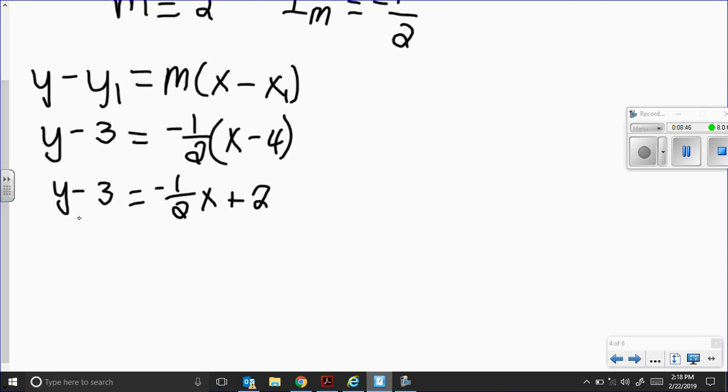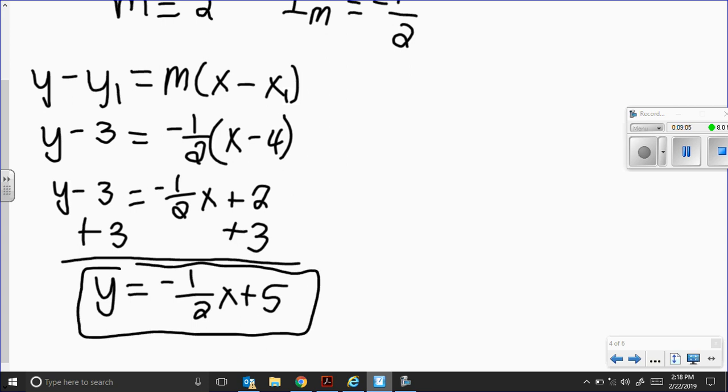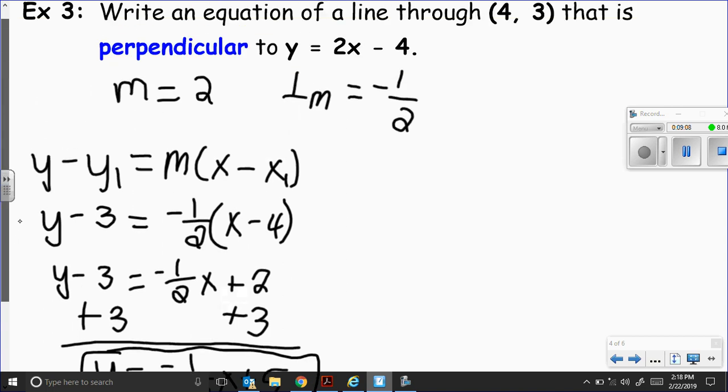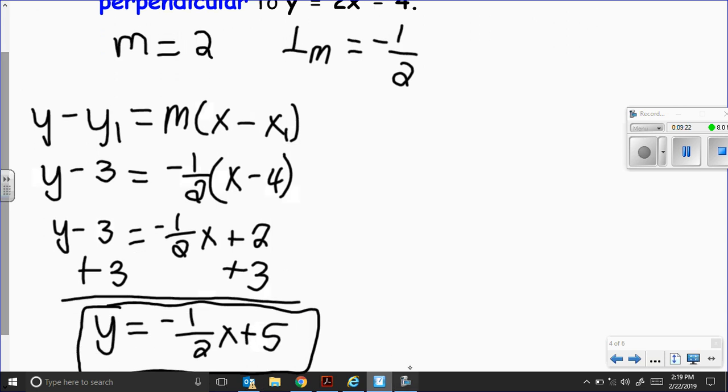And now we need to solve for y. So we're going to add 3 to both sides. And so we have y is equal to negative 1/2 x plus 5. And so now this is the equation that is perpendicular to y equals 2x minus 4, but goes through the point 4, 3. Okay. So y equals negative 1/2 x plus 5. All right, so now let's do one more example.